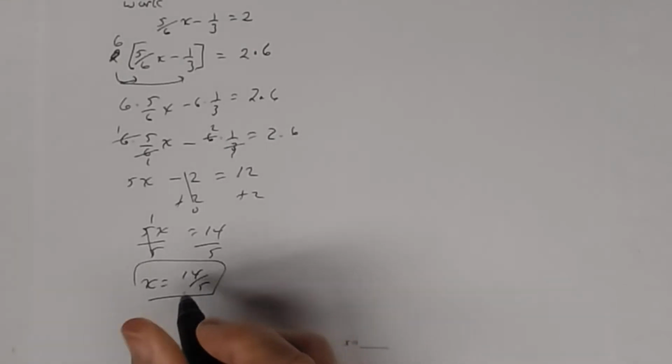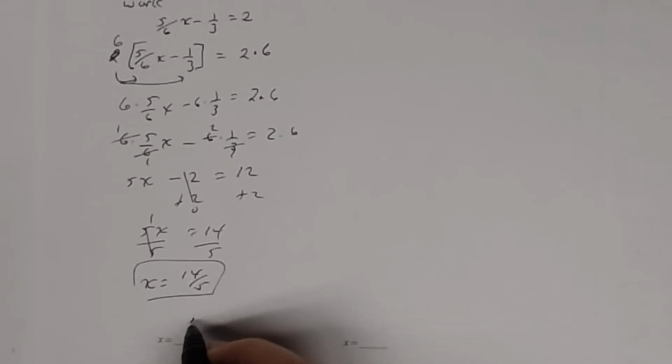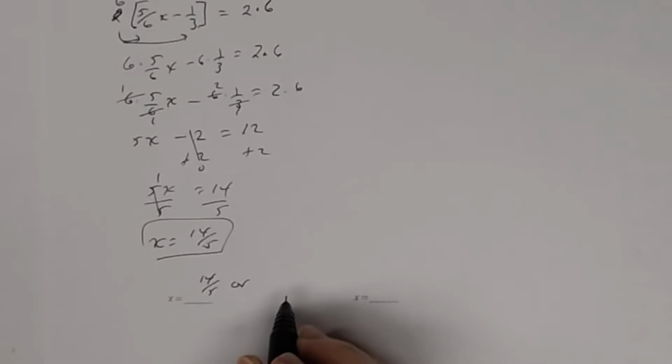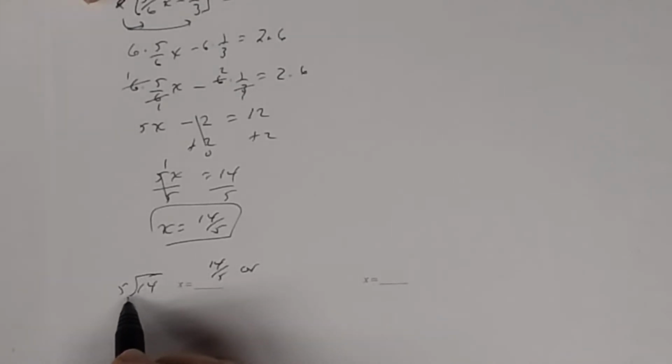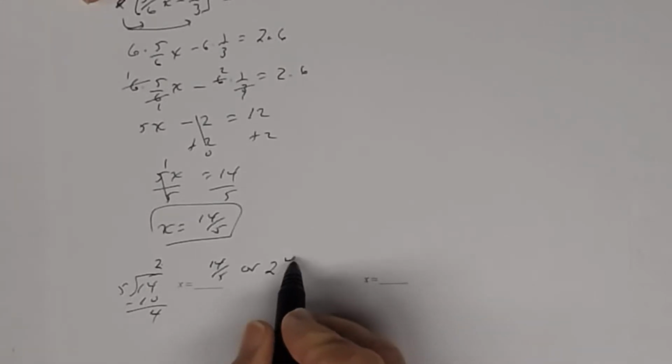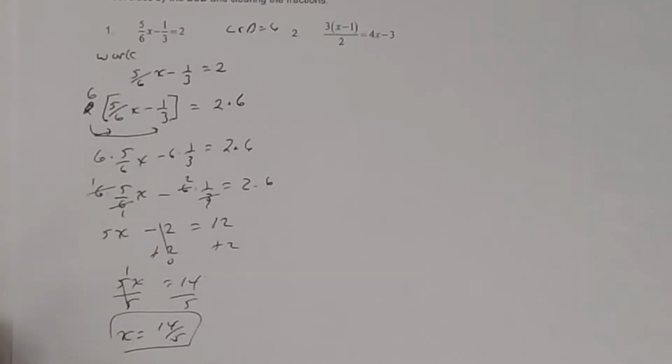Make sure you reduce if possible. 14/5 cannot be reduced, so there's your answer. If you want to write this as a mixed number, you can as well. So 5 into 14: 5 will go into 14 2 times. 2 times 5 is 10, with a remainder of 4. So you can write it as 2 and 4/5. All right, so there are your steps. Those are the steps to solving this linear equation.